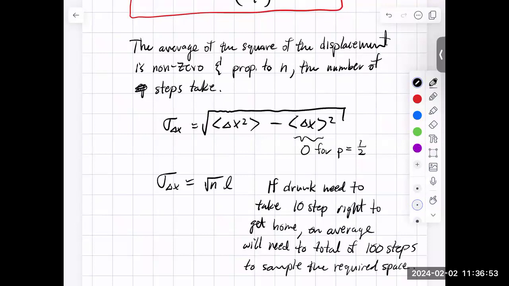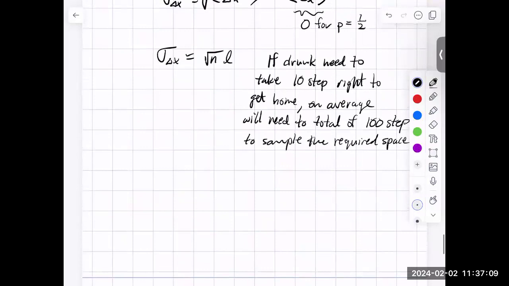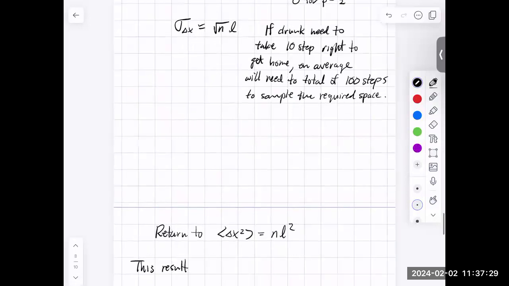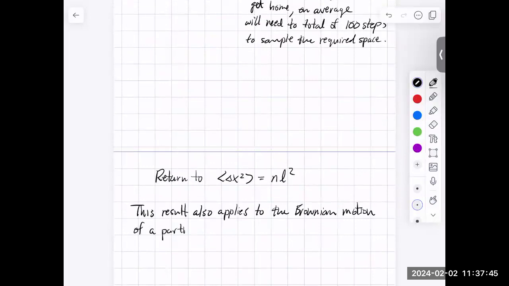All right, good. So what I want to do is see if we can connect this back to a real physics problem. And so, like I said, it's going to be this Brownian motion type argument. So, in fact, let's return to delta x² average was NL². Okay, so this result also applies to the Brownian motion of a particle suspended in a fluid.